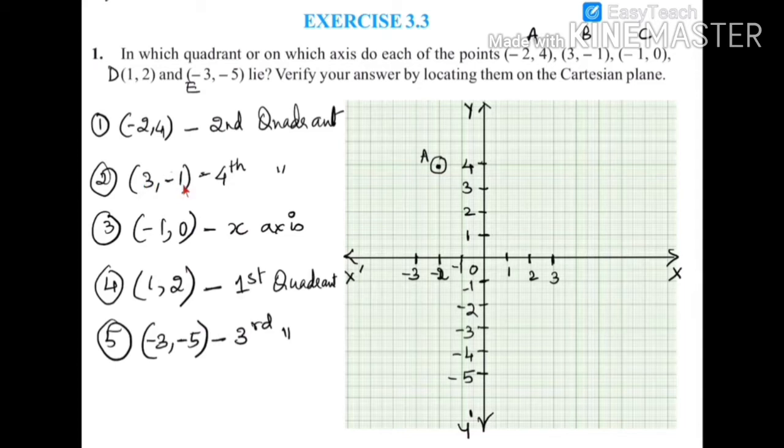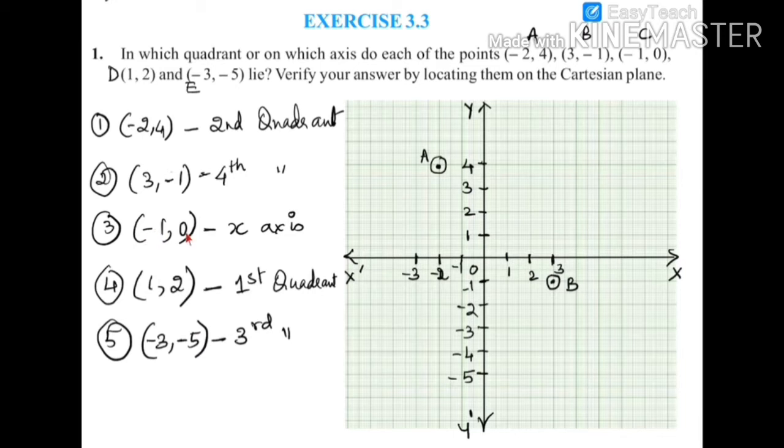The second point is 3, -1. So you will move from the origin 3 units along the positive x-axis, and then from there you will move along the negative y-axis by 1 unit. So this point will be B.